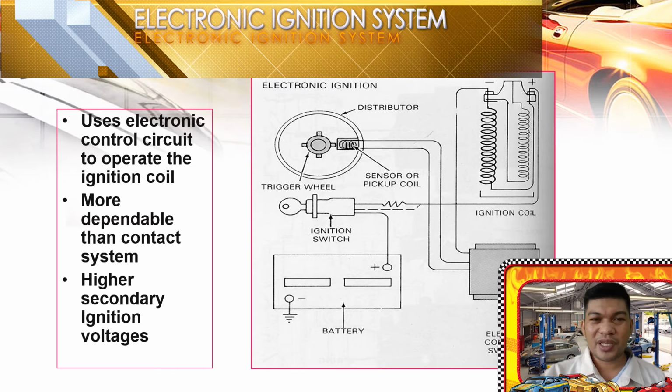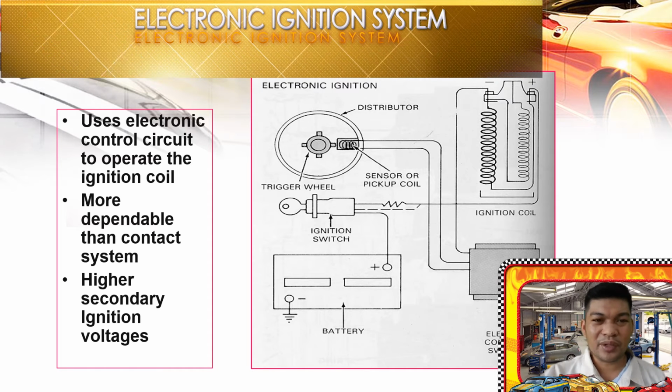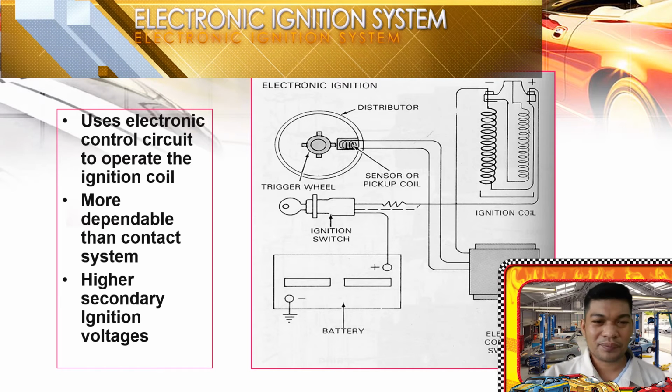Now, let us proceed to the electronic ignition system. These are the functions of the electronic ignition system. First, it uses an electronic control circuit to operate the ignition coil. Second, it is more dependable than the contact system. And third, it has higher secondary voltage.